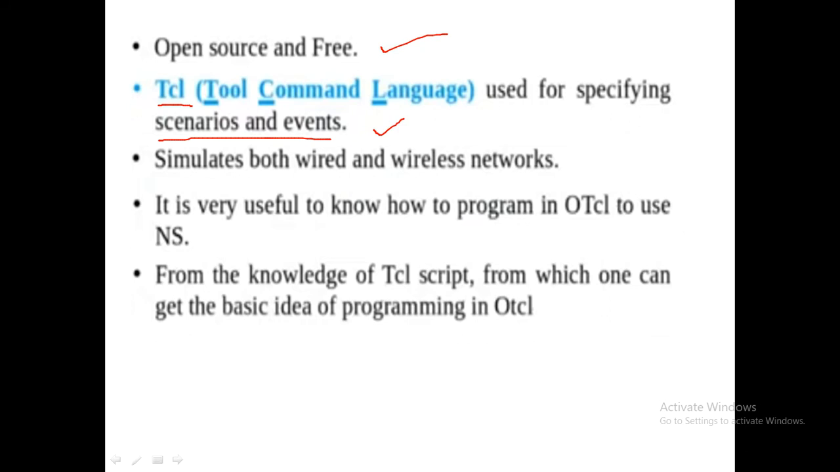So one is the TCL. Now here we are calling it OTCL. OTCL means object oriented tool command language. In general we just call it TCL, but it is actually an object oriented tool command language, and NS2 is used for simulating both wired as well as wireless networks, right? We have three types of networks: wired networks, wireless networks, and one in between, semi-wired. By using NS2 we can simulate either wired or wireless networks.